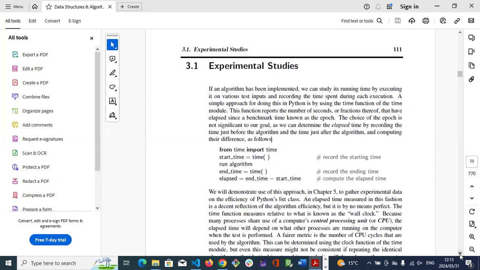The elapsed time measured in this function is a distant reflection of the algorithm efficiency, but it is by no means perfect. The time function measures relative to what is known as the wall clock, because many processes share use of the computer's central processing unit, or CPU. The elapsed time will depend on what other processes are running on the computer when the test is performed.